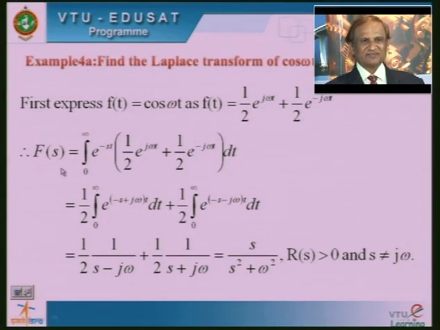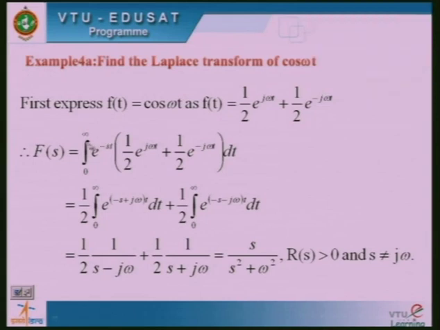Is it clear? So F of s is equal to, by the definition of Laplace transform, integral 0 to infinity e to the power minus st, instead of f of t, I will substitute the value of cos omega t, into dt. So now I want to integrate this function. Is it clear? And it is a very simple integration. So I have written 1 by 2 as a constant outside, into integral 0 to infinity e to the power minus s into t, e to the power j into omega t.